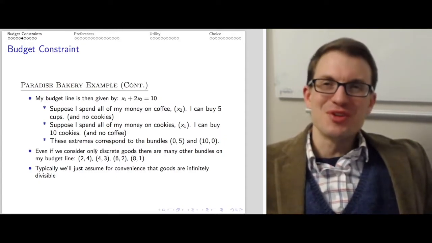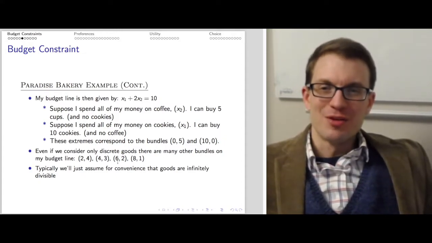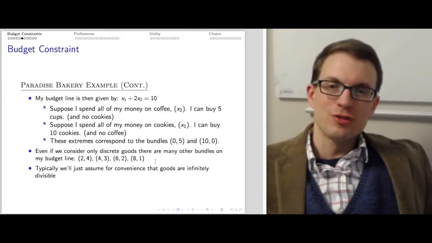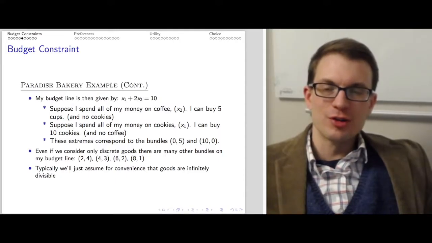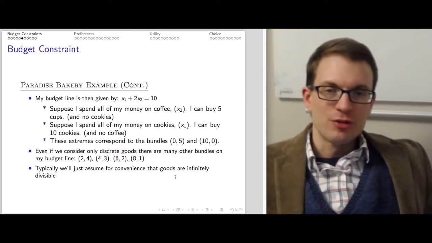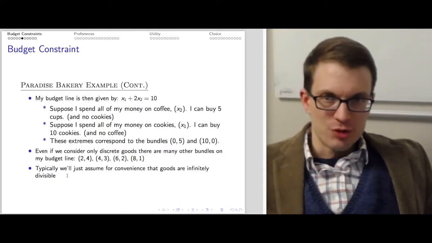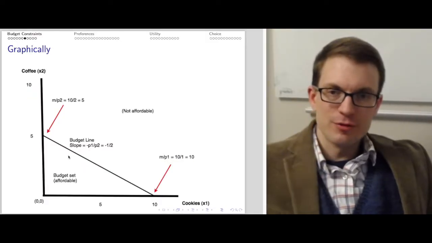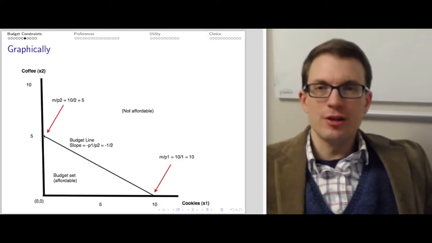Even if we consider only discrete goods, there are many other bundles on the budget line that we could consume. So (2, 4), (4, 3), (6, 2), (8, 1) are all points that satisfy this equation. Typically, we're just going to assume that for convenience, goods are infinitely divisible, just like how we justified the smooth demand curve.